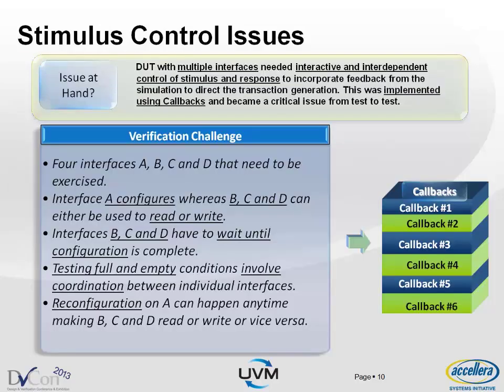Now, this is an example where we had a DUT with 4 interfaces, and at the time of the solution we were using, interface A could configure, and interfaces B, C, and D could be either read or write interfaces. We saw that callbacks could be used at that time to address this challenge. The idea was that there's a lot of interaction between these interfaces. One has to wait for the other, and the goal was to do full and empty conditions, and a reconfiguration could also happen while you're doing that.